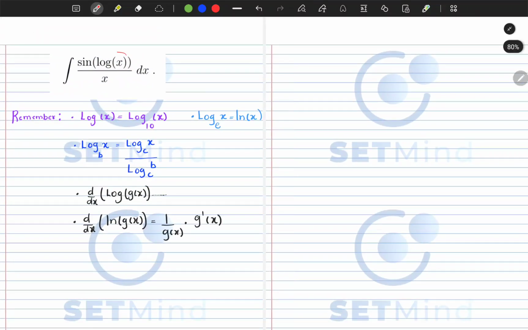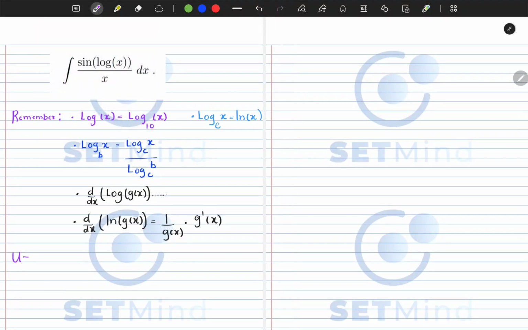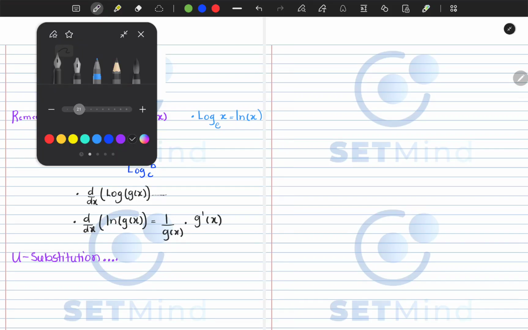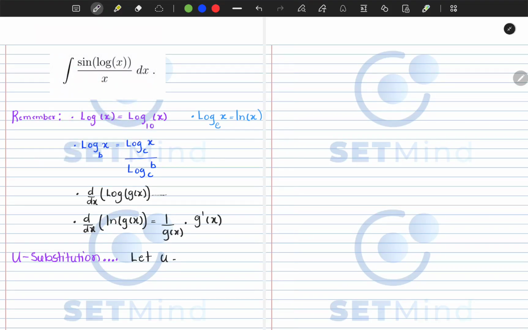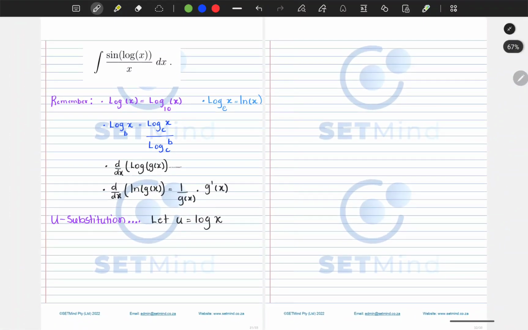So with all of this, now we can go ahead and try to simplify our problem. My first attempt is going to be at removing the log inside the sine, and I'm going to do that using u-substitution. With our u-substitution, we are going to let u be equal to log of x. Because I'm letting u be log of x, it means we need to eventually remove the x and write it somehow in terms of u.